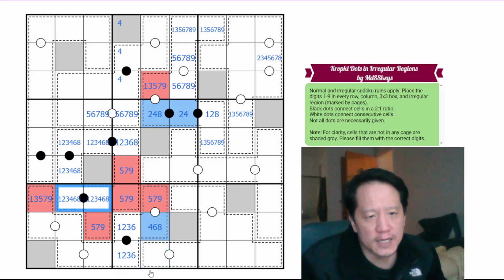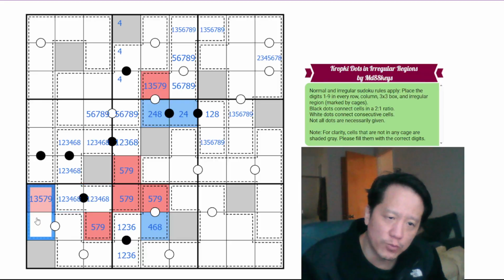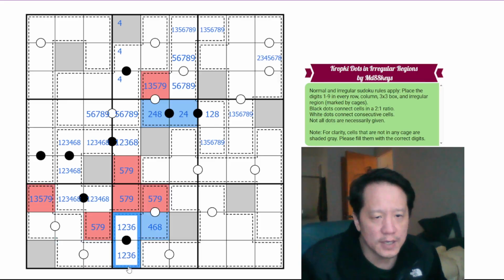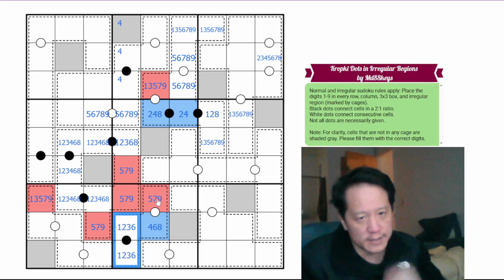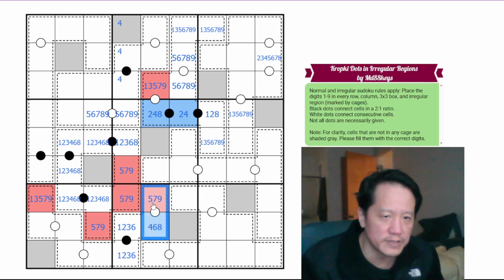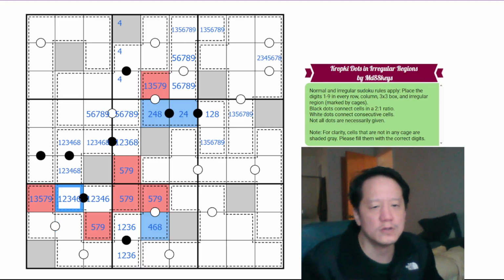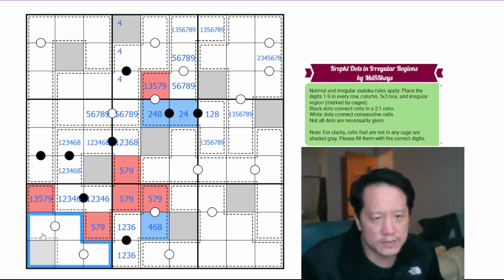That means this cannot be a 4-8 pair. If this is 4-8 as a pair, where are 4 and 8 going to be in this cage? Can't be here because again, one of these must be odd, one must be even. And this is going to be consecutive. So this cannot be 8 here. There has to be an 8 in one of these 5 cells there, then.